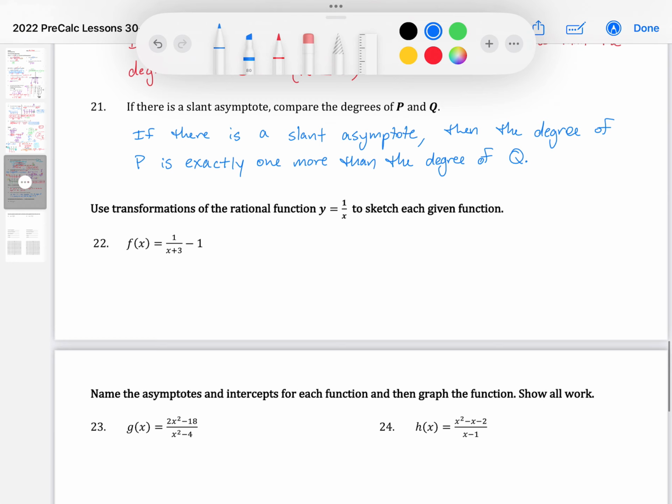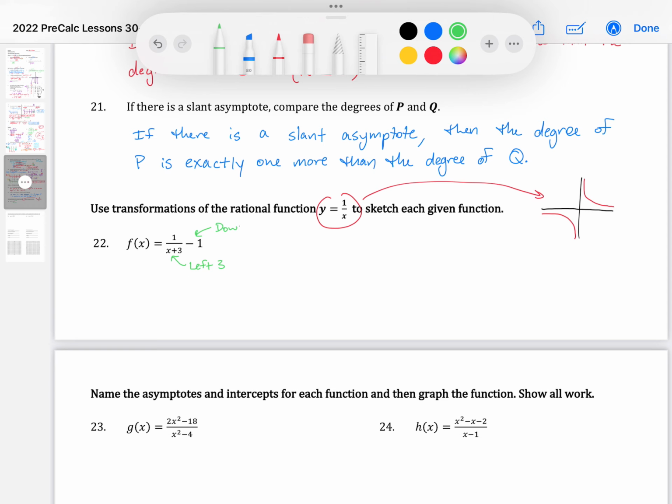All right. So in 22, it says use transformations of the rational function y equals 1 over x to sketch the given function. So you have to think back to like shifting the parent functions. And in general, the graph of 1 over x always has asymptotes at x equals 0 and y equals 0. So this would be the graph of 1 over x. That's the parent graph. So thinking of shifts, this plus 3 is going to move everything left 3.